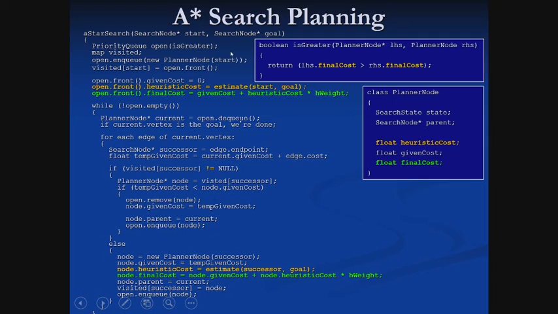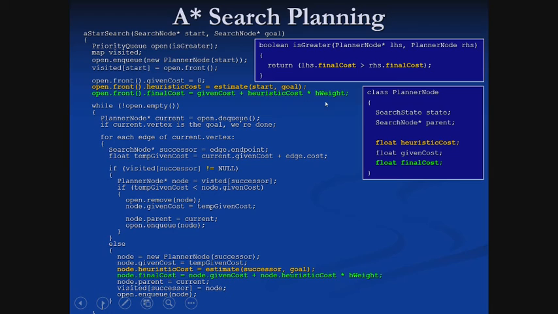So first node, its given cost again is zero. That's how much it cost us to get here. Heuristic cost is just that estimate from where we are to where we want to be. And final cost, the thing we actually sort by now, is just given cost plus heuristic cost scaled by this weight. So for right now, just think of this weight as being one. So given cost plus heuristic cost scaled by one. Doesn't really do anything as long as it's one. And down here, node's given cost plus heuristic cost times that weight again to find that final cost.